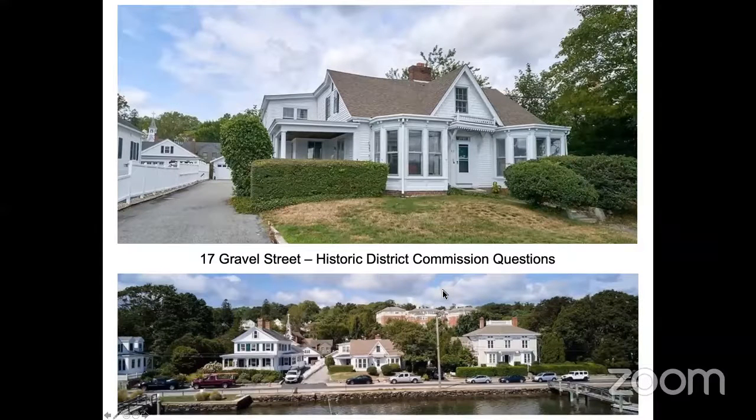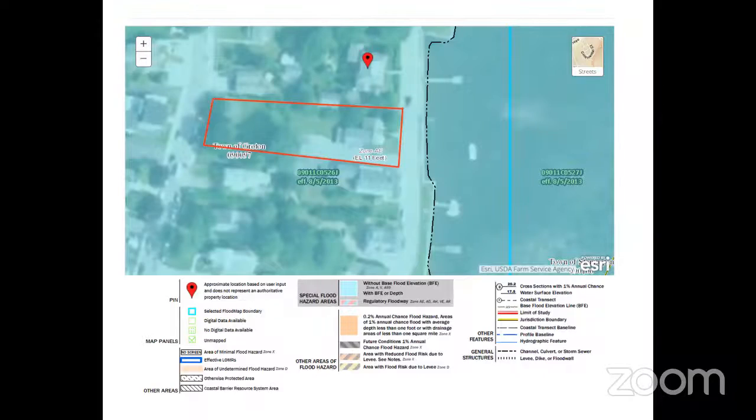So again, 17 Gravel Street. The image at the top is how the house sits currently. And then there's an image at the bottom here, which shows the house and its adjacent neighbors. 17 is in the middle, with the adjacent neighbors on each side. I just want to point out how this house sits fairly low compared to the adjacent neighbors, because the first thing I'd like to talk about is the FEMA flood district.